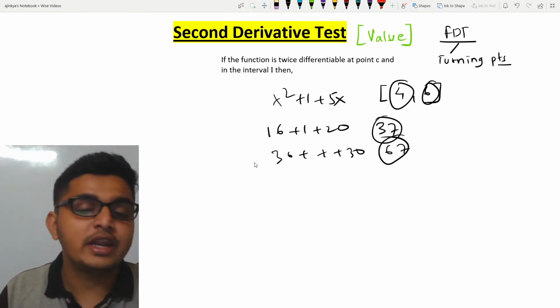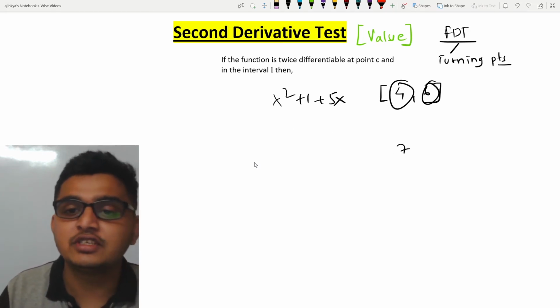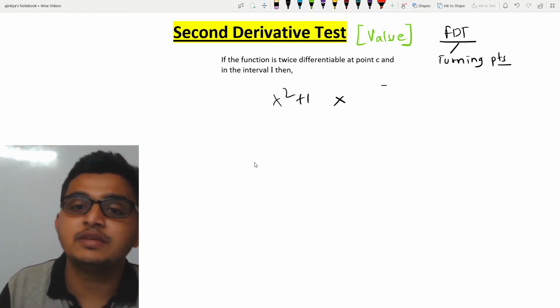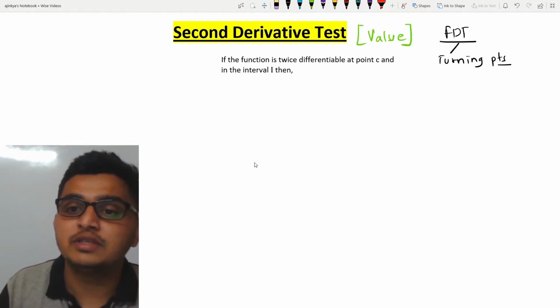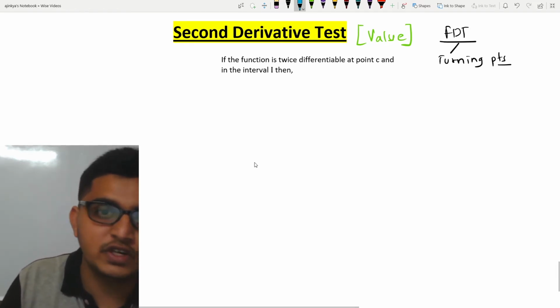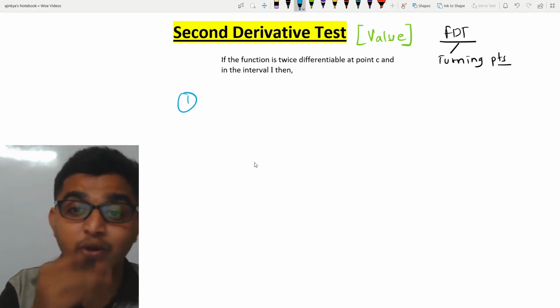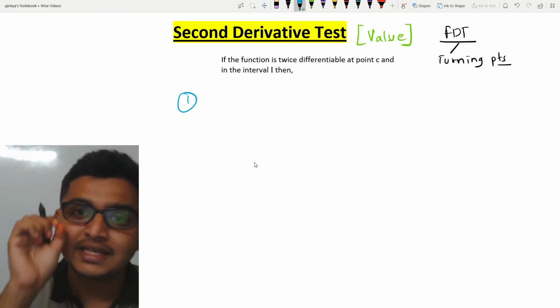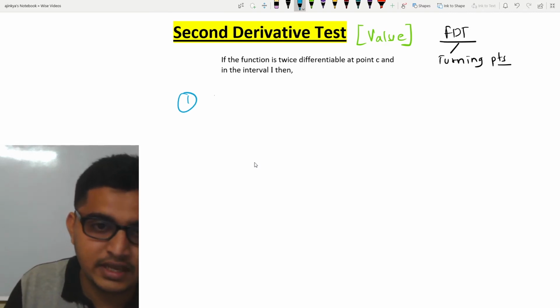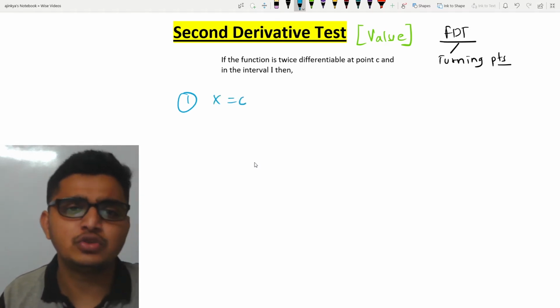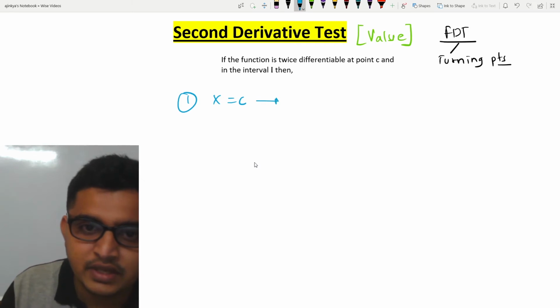So we'll try to check with 3 conditions how to find out what is the maximum and what is the minimum value of that function. So first condition, what does it say? If the function is twice differentiable at a point x equals c, then what does it say?